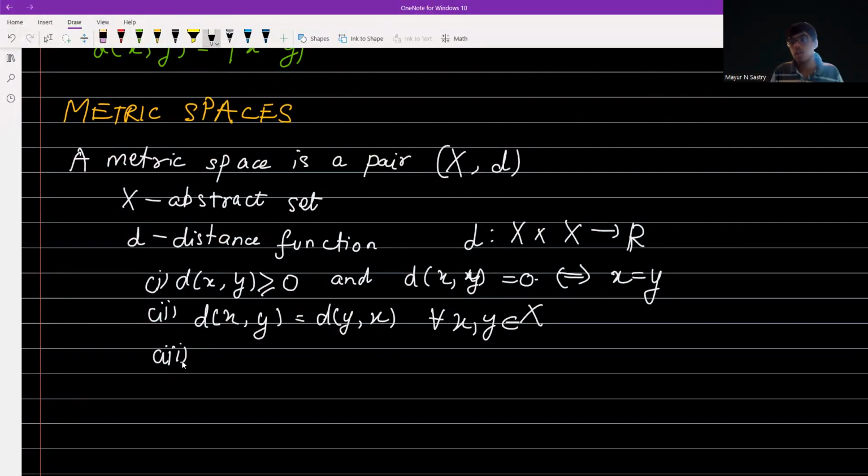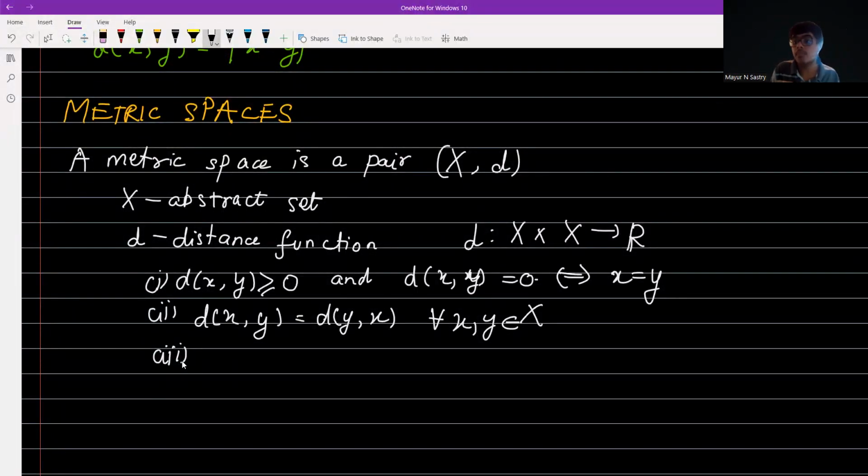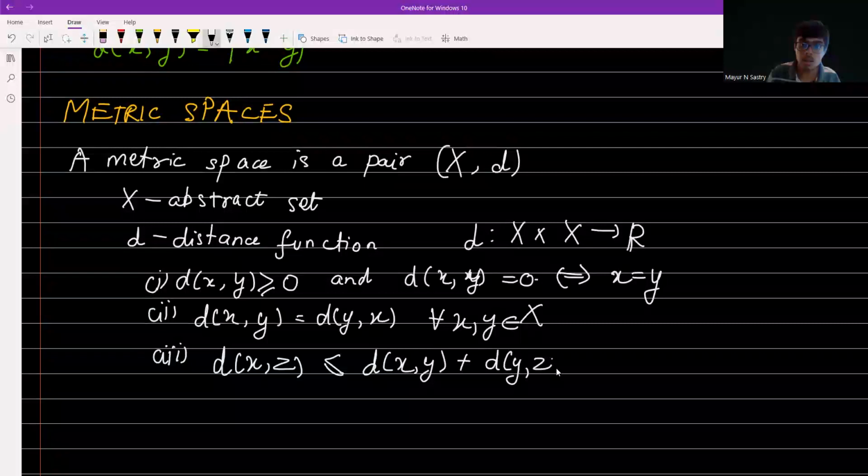Third property. The third property which we want the distance function to satisfy is the triangle inequality, because it's an extremely useful inequality. What does the triangle inequality say? When you want to go from a point X to a point Z, it's quite obvious that you would rather go on a straight line rather than going to some other point Y and then going to Z. In words, it would just mean that the distance between X and Z is smaller than or equal to the distance between X and Y plus the distance between Y and Z, for all X, Y, Z in X.